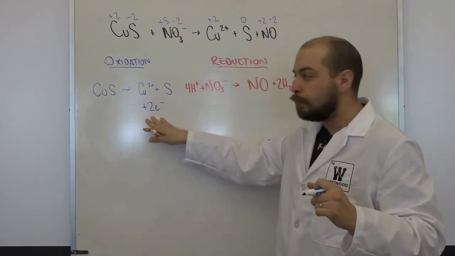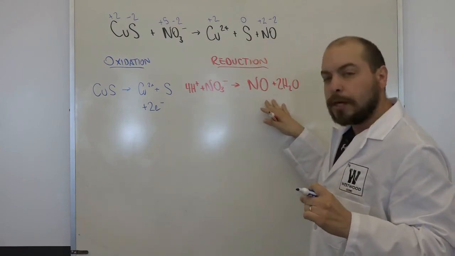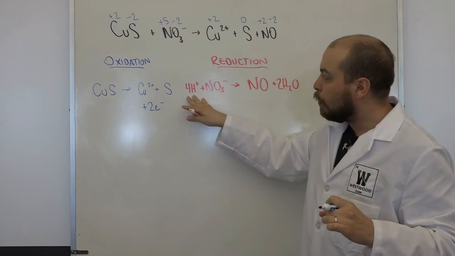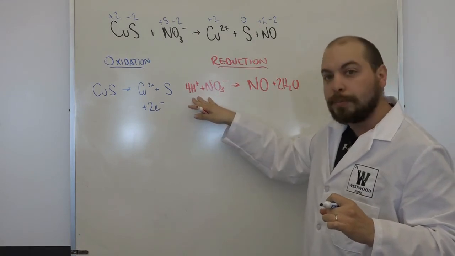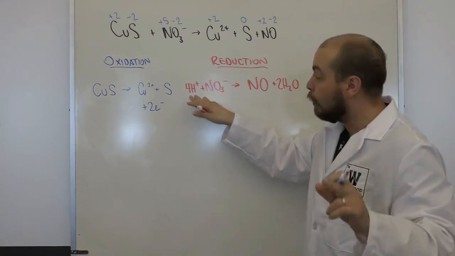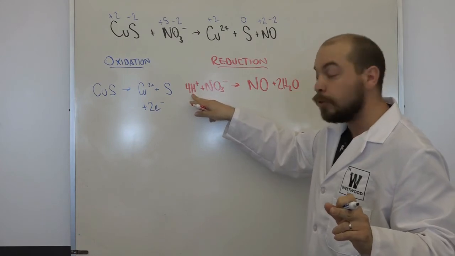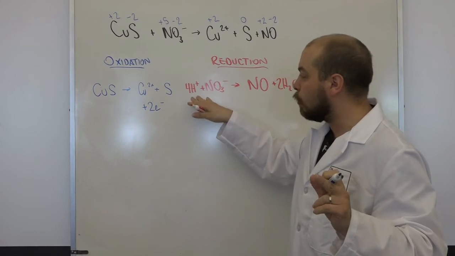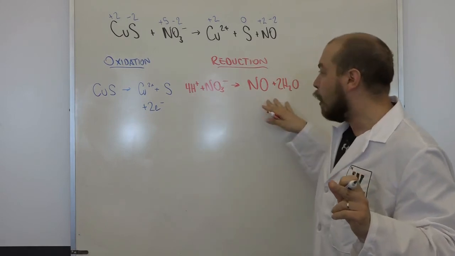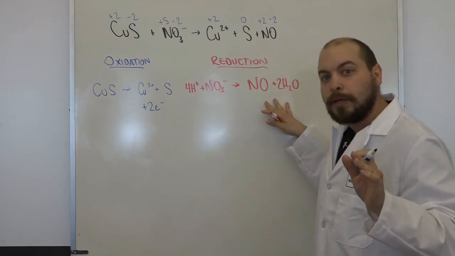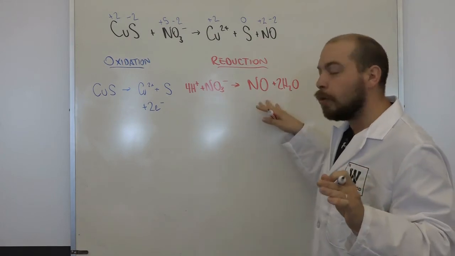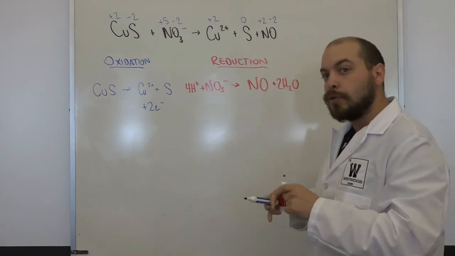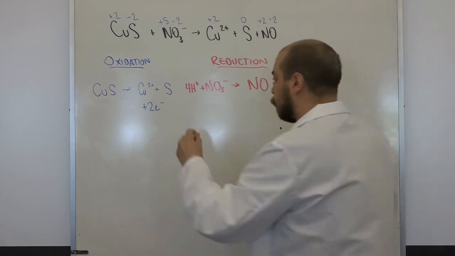2 electrons. On the reduction half reaction, notice how the total charge on the left is going to be +3. Be careful here. I know we have 4 hydrogen ions, those are each +1, but we also have this 1 nitrate ion that's -1, so our total charge here is +3. On the product side, it's 0. So in order to balance +3 and 0, we need to add 3 electrons to the reactant side.